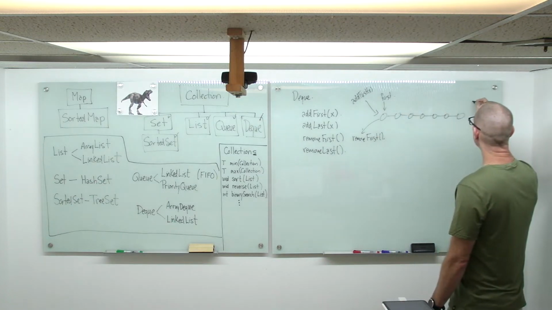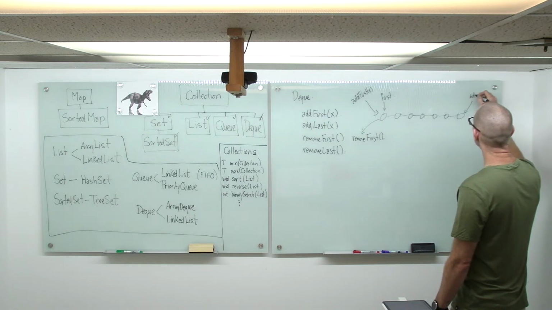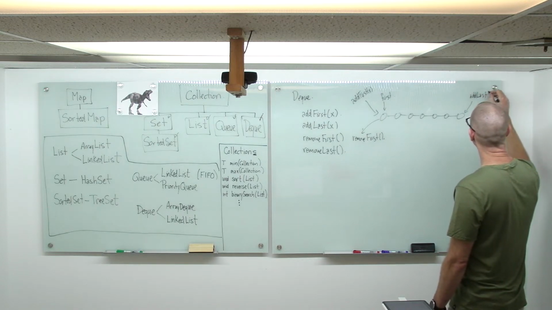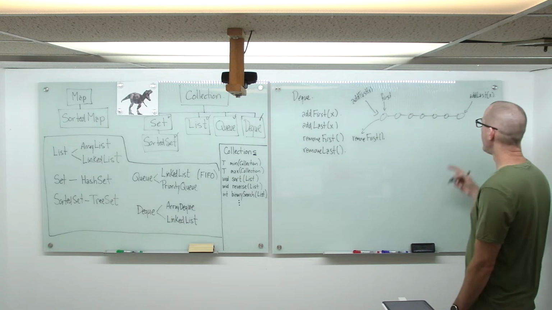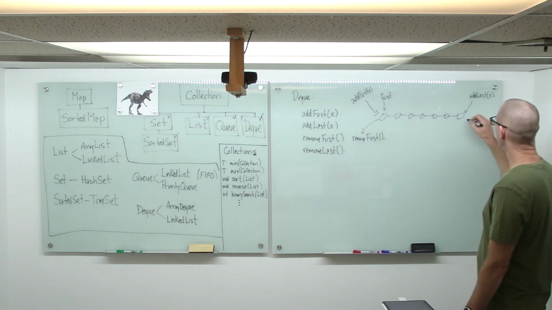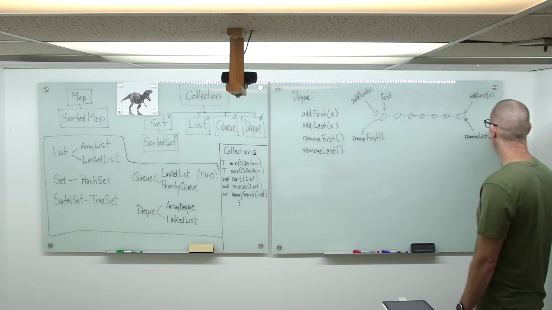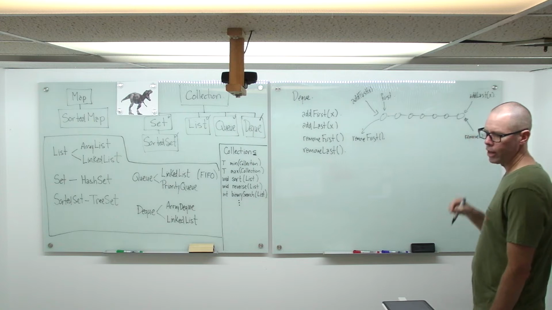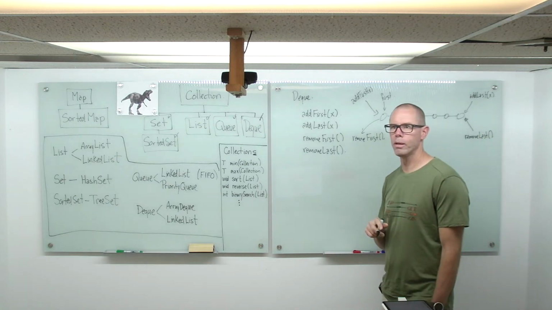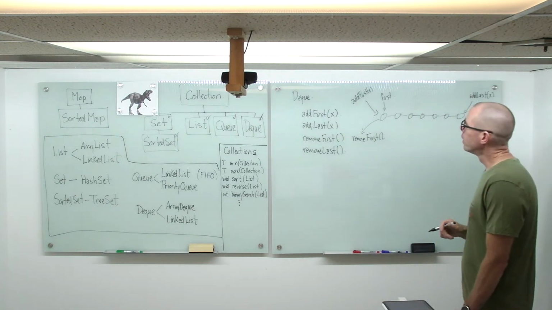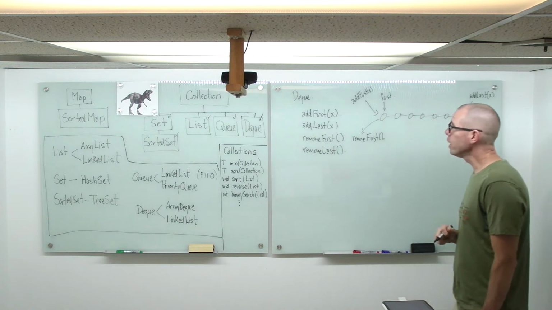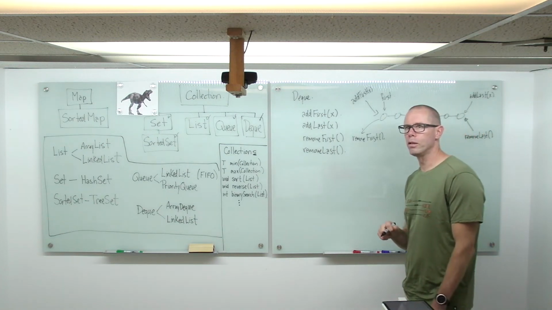And at the other end, if you add last, the thing that you add goes at the end of the list. And if you remove last, then you take away the last thing from the list. That's called a deck. Deck is short for double-ended queue.